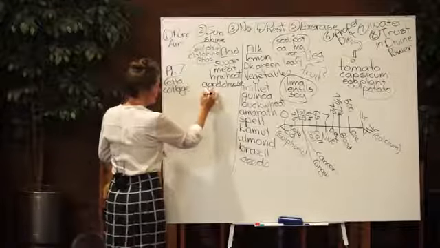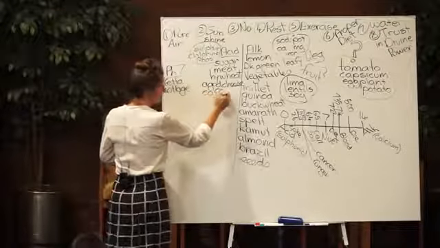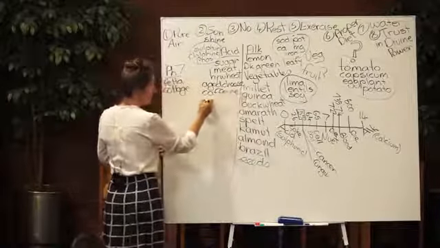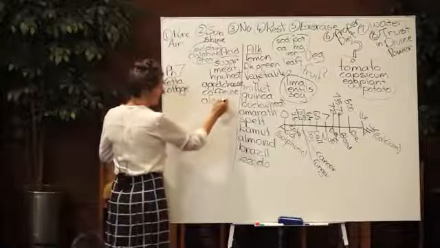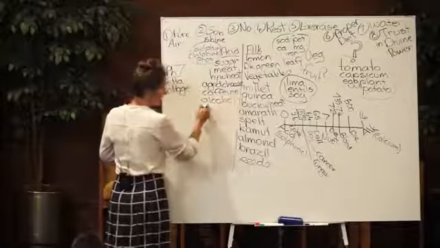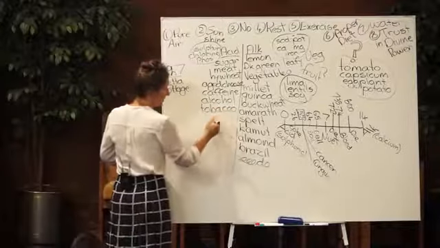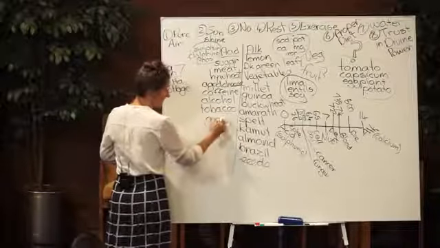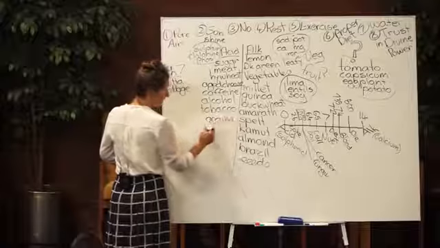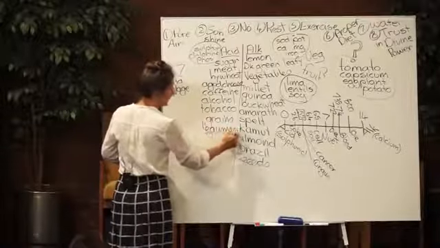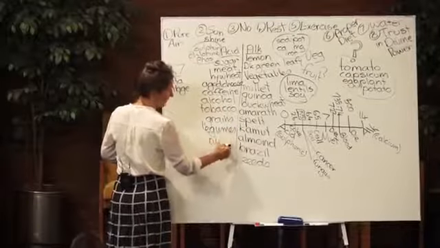Also, caffeine, all your caffeine foods and drinks create an acid environment. Alcohol, it's not a food, but it creates an acid environment. Tobacco's not a food, but it creates an acid environment. All your other grains, all your other legumes, and all your other nuts, other than the ones on the alkaline side.